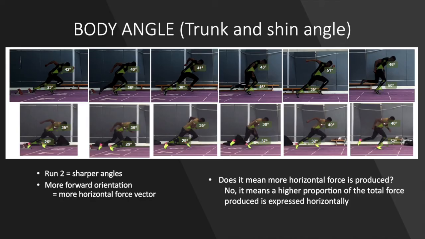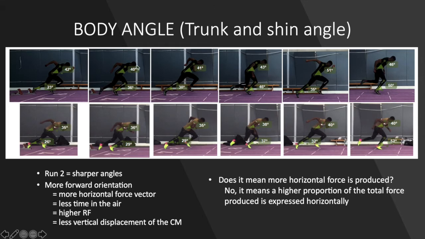Now let's talk about body angle. The body angle in run 2 with the brown shirt is sharper. Shin angle and body angle are sharper throughout the run. Let's take that step for example. As we can see, the trunk angle in run 1 is 43 degrees and the shin angle is 46 degrees, when in run 2 it is 38 degrees and 37 degrees.